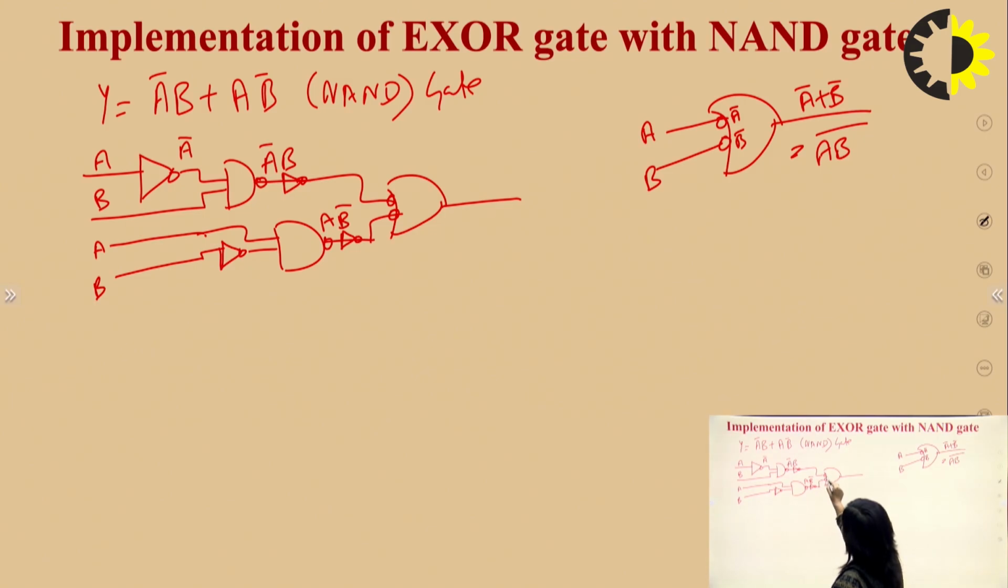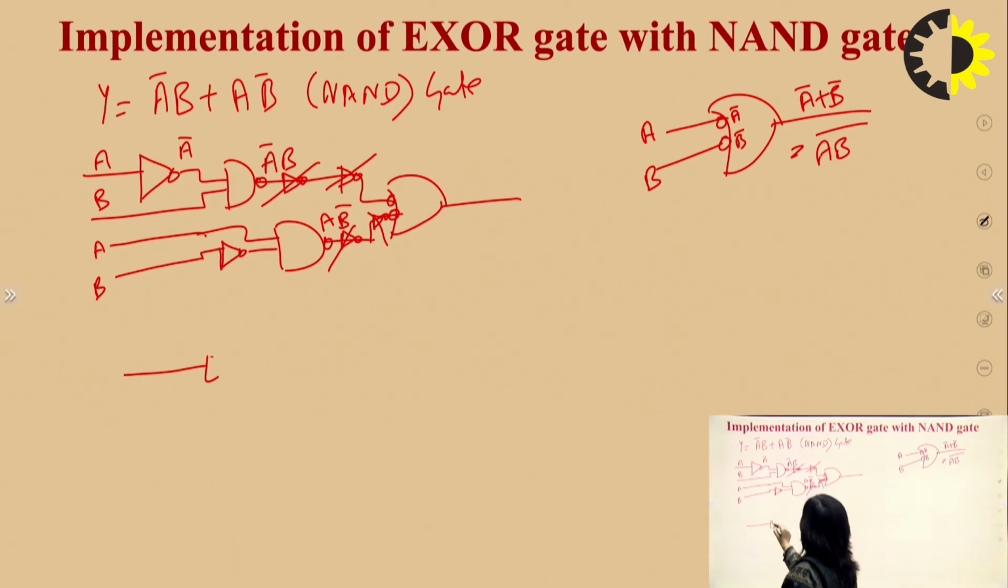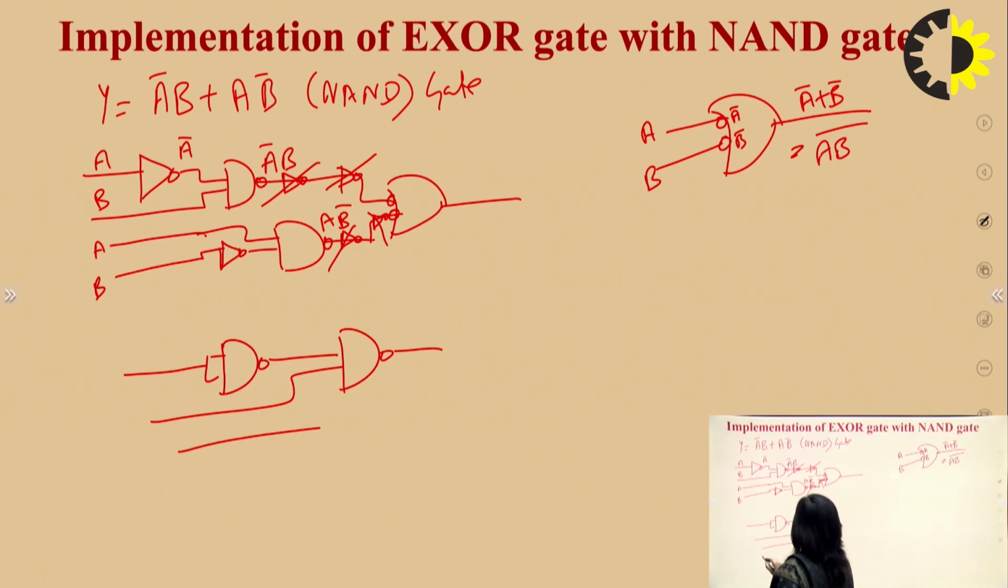Now we have put bubbles here, so we will put a NOT gate here also. Wherever we put a bubble, we also put a NOT gate to neutralize the effect. Now the same number of NOT gates will cancel out, and these circuits will be converted into this form. Now redraw this circuit using only NAND gates. So this is how the XOR gate can be designed by using the NAND gate only.